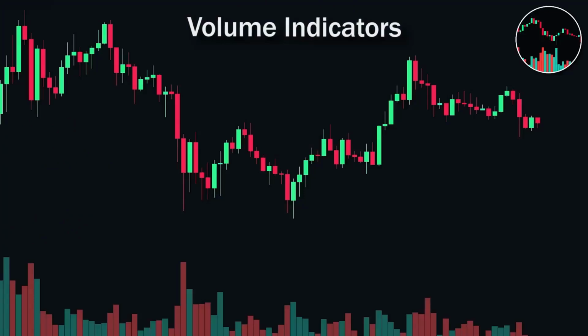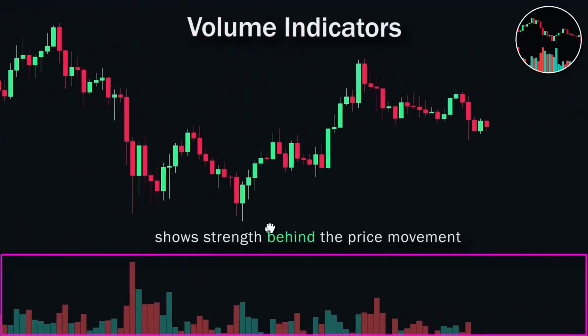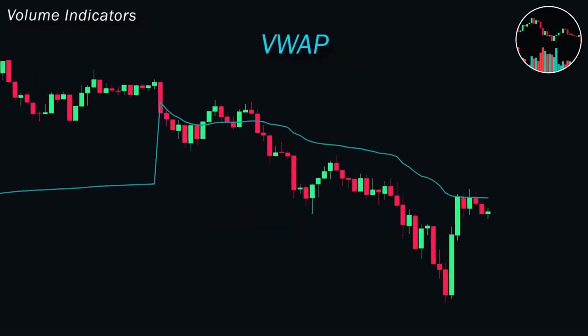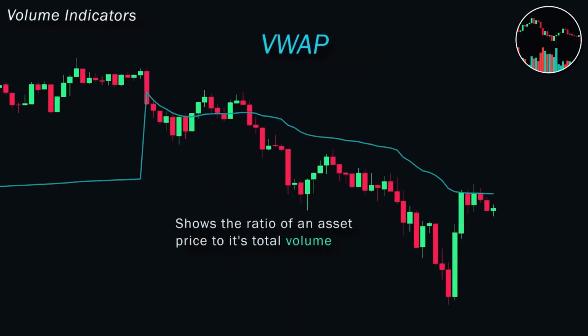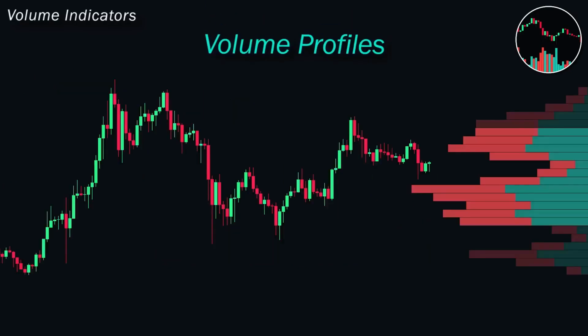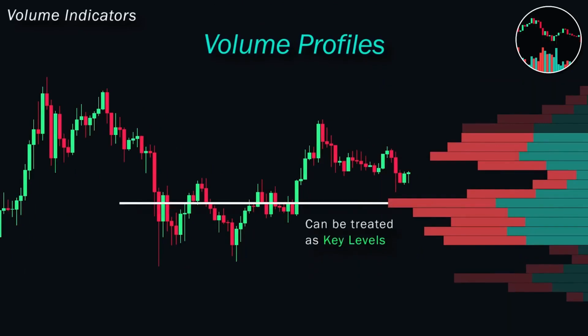Volume indicators. These are types of indicator that show the strength behind a price movement by tracking the trading volume. Notable volume indicators include price volume, which displays the volume for each candle. The longer the bar, the higher the volume. Volume weighted average price, which shows the ratio of an asset's price to its total volume. It can be traded like a moving average or as a dynamic support and resistance. Volume profiles. It displays a volume bar horizontally, which can be treated as key levels for potential entry positions.